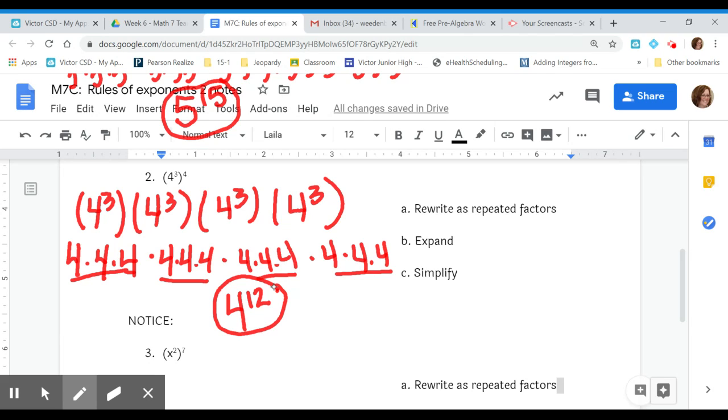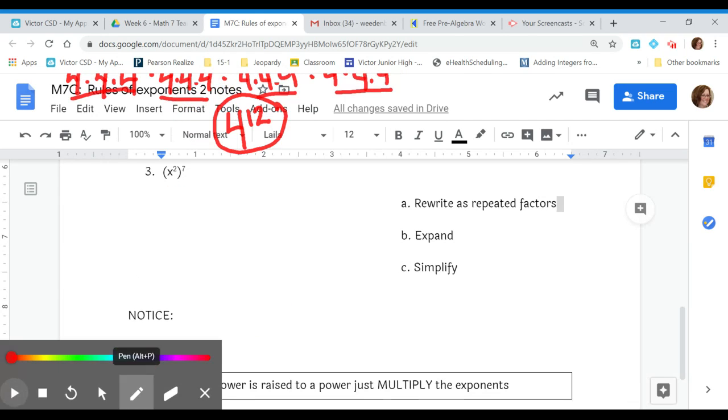So you should be looking for a connection between the exponents in the original problem. How did we go from 4 to the third power to the fourth to 4 to the 12th? Pause the video for just a second and see if you can notice how we would get to that without expanding. Maybe you've discovered by now, but we'll talk about what that actual law is in just a minute.